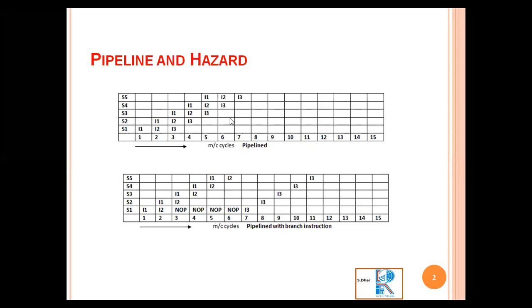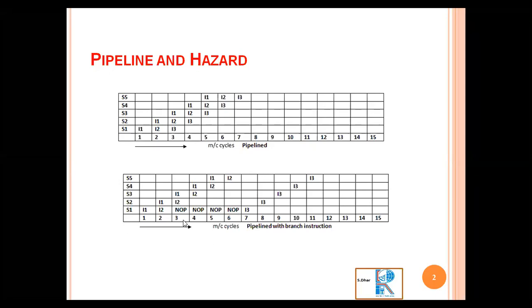Now, if there is a non-pipeline architecture, the number of cycles required is n into s. That I have already told you. But the problem is if there is a branch instruction. If there is a branch instruction in the second case, what will happen? There is a penalty for the branch instruction. For each branch instruction, there is a penalty, and the penalty is equal to the number of stages minus 1. If the number of stages is s, the penalty will be s minus 1.